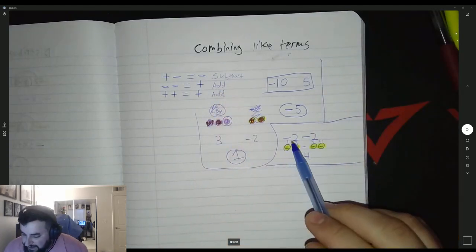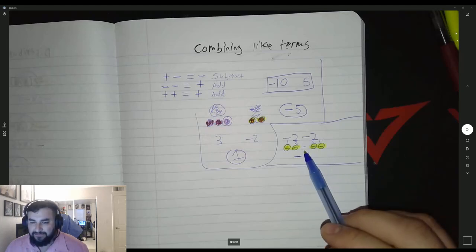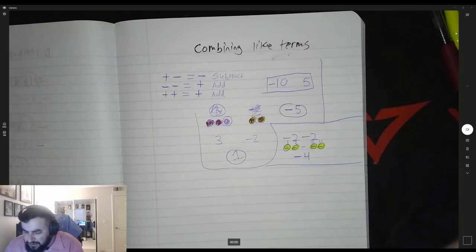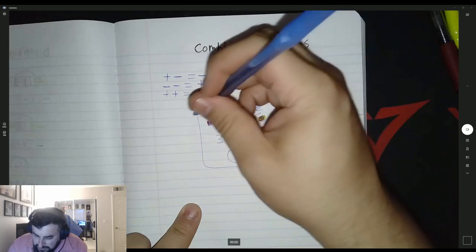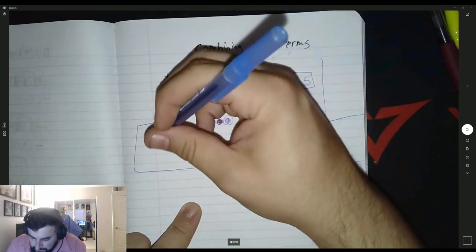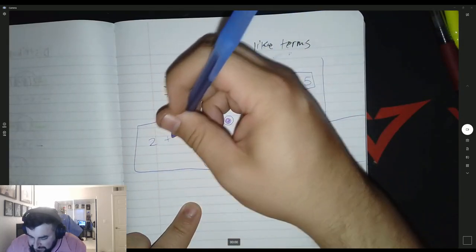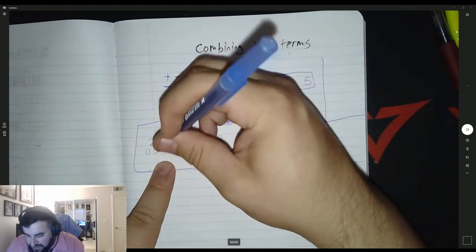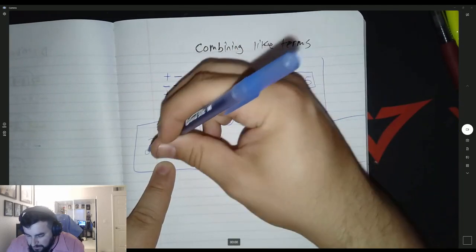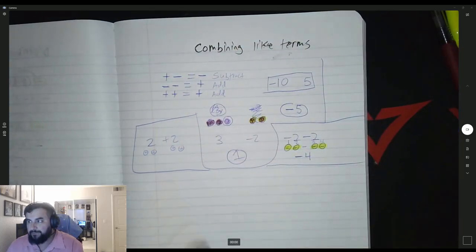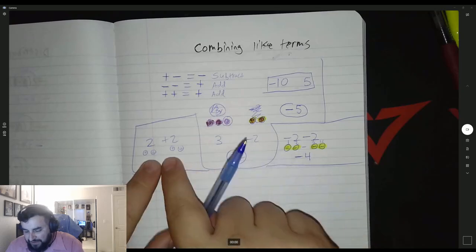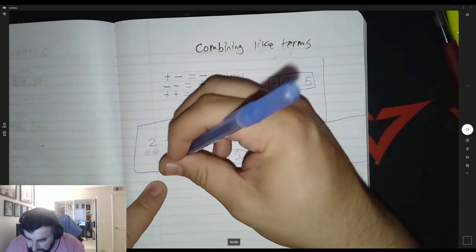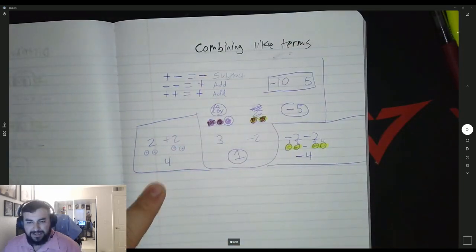So instead of negative 2 minus 2, it becomes a negative 4. Okay? And then, just in case you don't know this, I'm not going to assume you know everything. A 2 combined with a positive 2, you have two positives, right? On both sides. Well, positives put together make more positives, right? How many positives are there? There's 4. Oh, so it's a 4 positive. Okay, you guys see how that works?